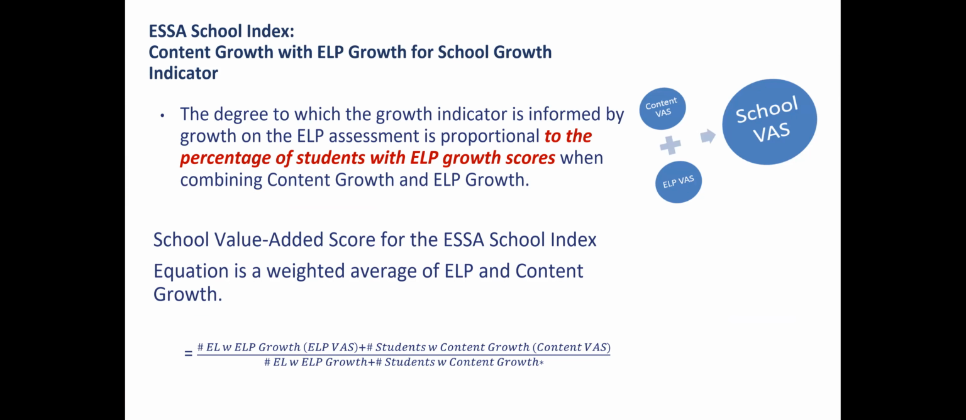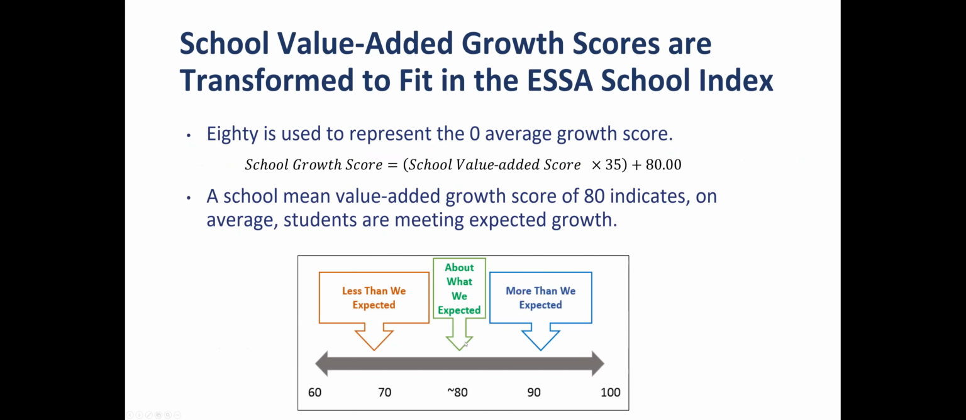Take a look at the formula. This is a weighted average. So if you see in this formula at the bottom of the screen where it says number of English language proficiency students, if I have 5 students, then my English language growth score is weighted by that. That's important. And then my content is also weighted by the number of kids that I have a content score for. And then my denominator becomes the sum of the number of English language scores plus the number of scores for content. This is super important. This is what creates the proportional effect.